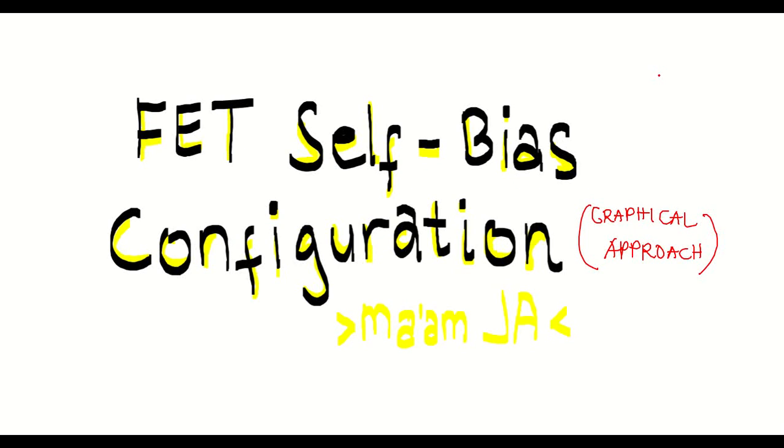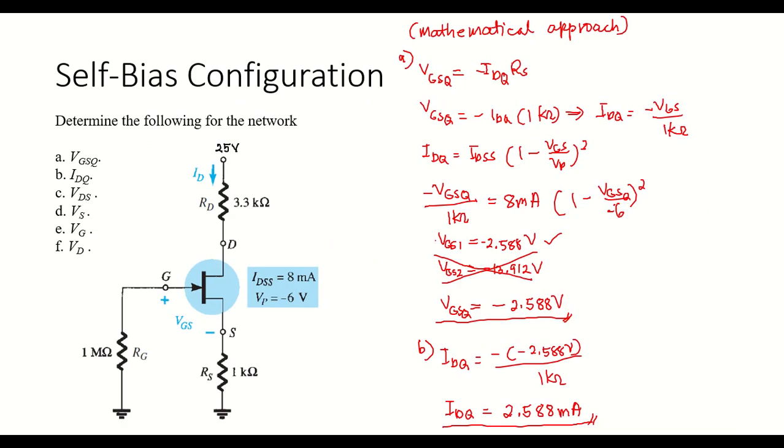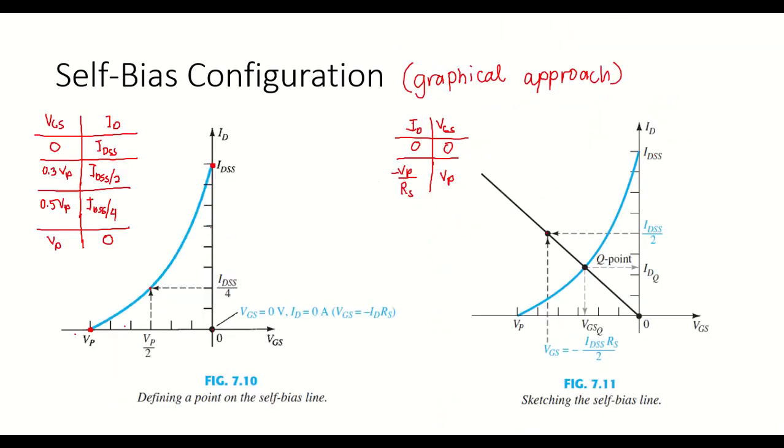FET self-bias configuration using graphical approach. So let's find the quiescent conditions of our previous example using the graphical approach. How do we do this? The self-bias configuration graphical approach is determined by two steps.